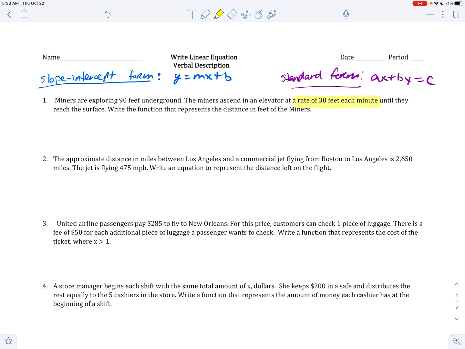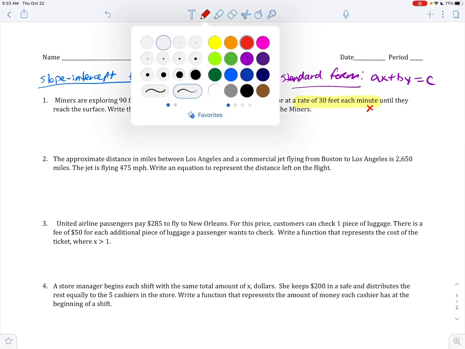And whatever it says, if it says each minute, then the minute is our x, right? If it says per second, then the second is our x. So in this situation, what we want to do is identify our minutes as our x. And then when we come down here to the question, what it's telling us to do, write the function that represents the distance in feet of the miners. Well, distance is our y. This question is telling us our y. All right. We know our slope now.